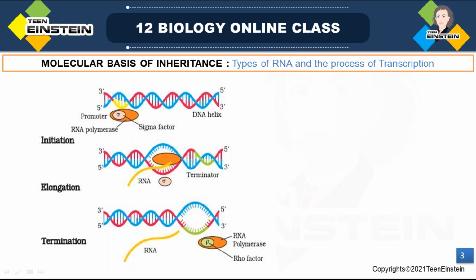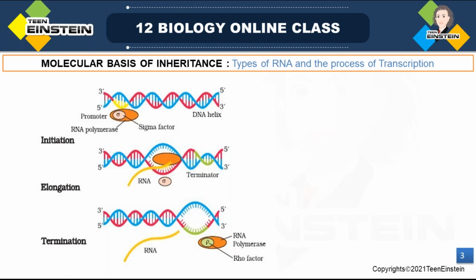So in bacteria, transcription of all type of RNA is catalyzed by a single DNA dependent RNA polymerase. Here you can see that RNA polymerase, that is DNA dependent RNA polymerase. Note down, in bacteria, transcription of all type of RNA is catalyzed by DNA dependent RNA polymerase. Very important for NEET exam, DNA dependent RNA polymerase.